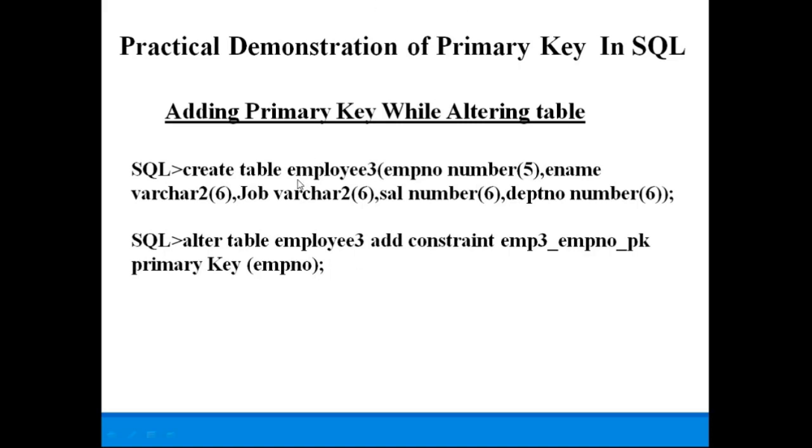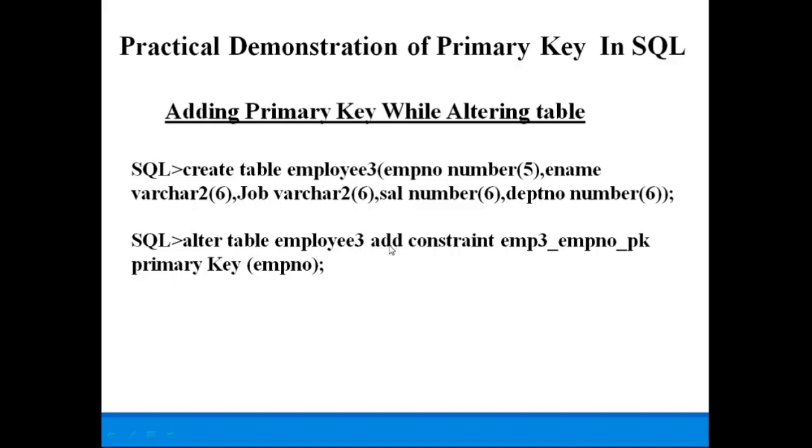In the table employee3, I create the columns employee number, ename, job, salary, department number, and there is no primary key constraint used in the employee3 table. This table is created, and after creating it, if I want to add a primary key constraint, I can add it with the help of the alter table command. Here: alter table employee3 add.